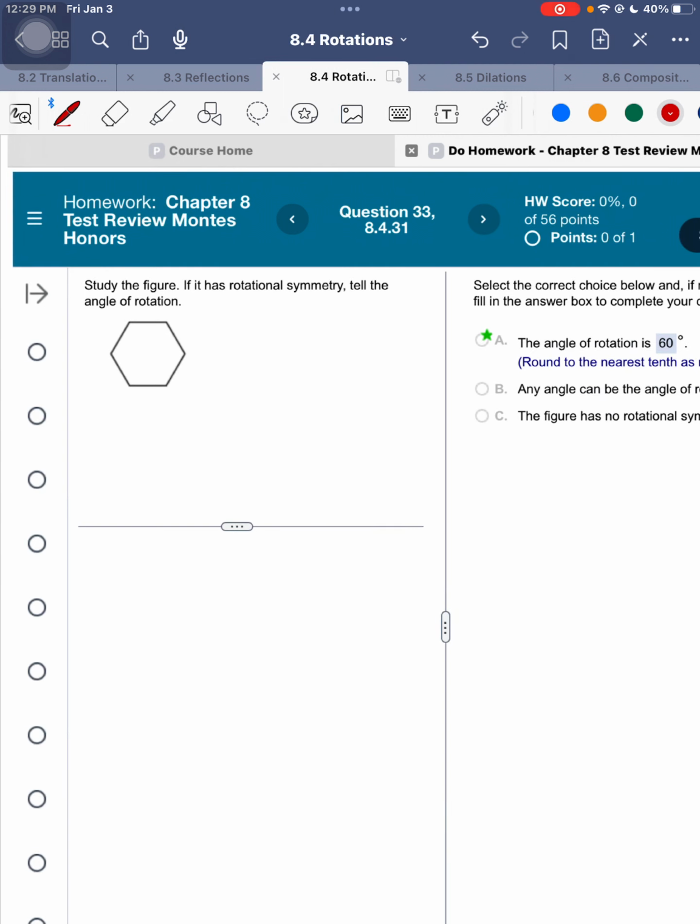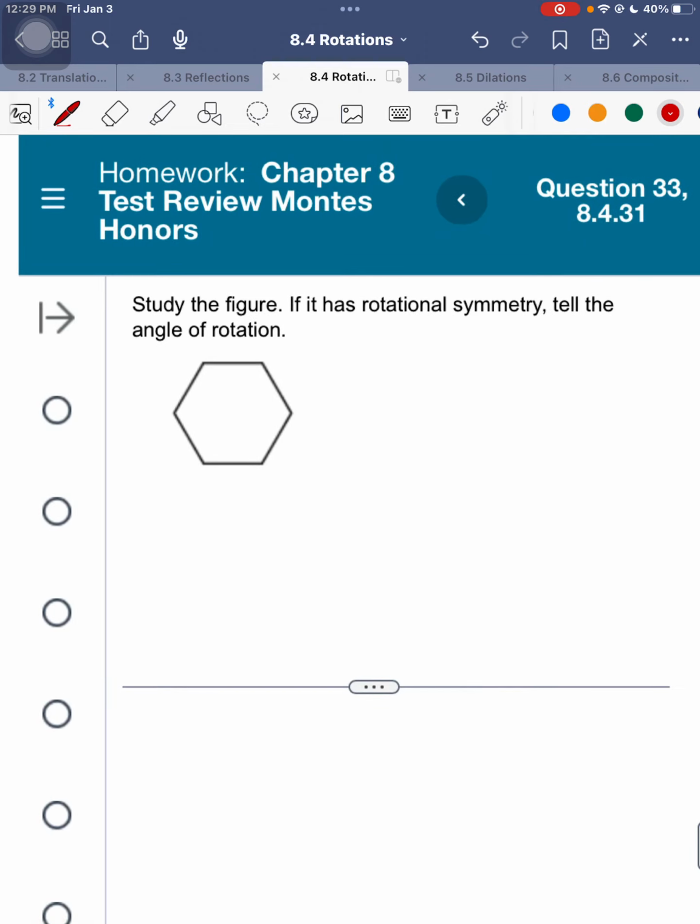So for something, study the figure. If it has rotational symmetry, tell the angle of rotation. So for something to have rotational symmetry, that means that every time I rotate it, it's going to be exactly the same figure as before. So if I rotate this figure up to this point so that now I have this, are these figures the same? No, it's oriented differently. Wait, I drew that really bad.